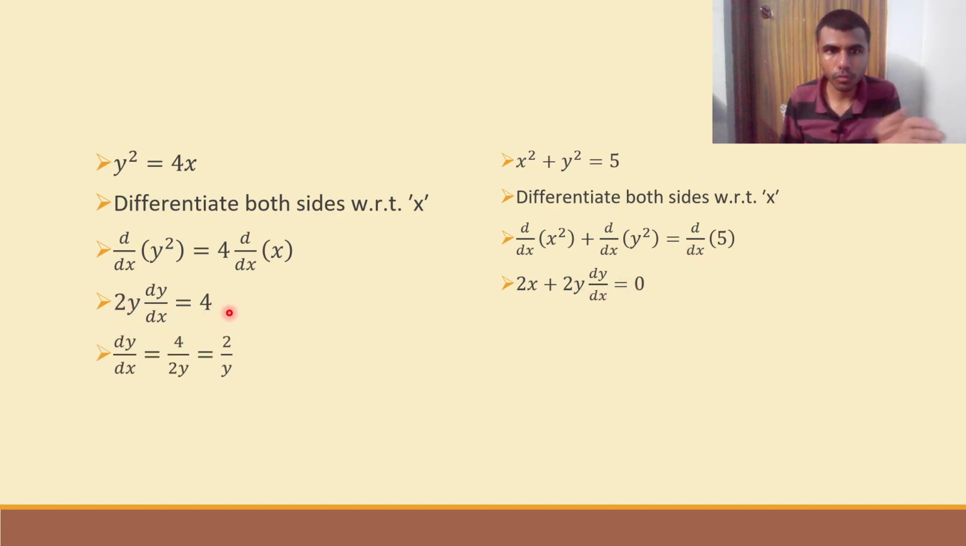Now send this 2y to the RHS here. So 4 by 2y, I get dy by dx is nothing but 4 by 2, 2 by 2 is 1, so 2 by y. So I got my first dy by dx here.